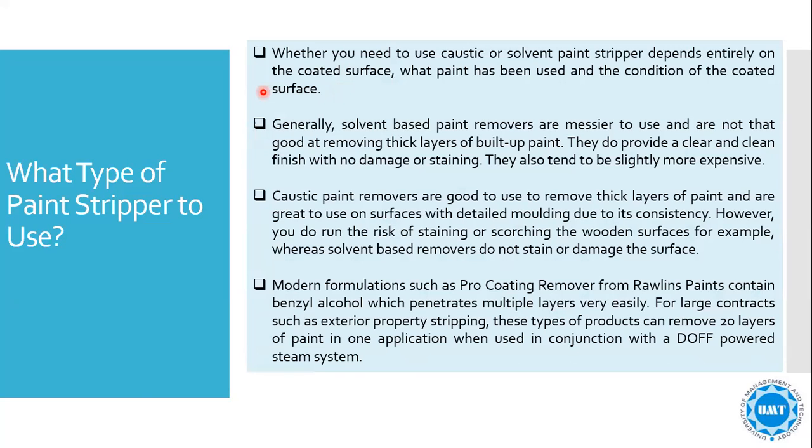Caustic paint removers are good for removing thick layers of paint and are great on surfaces with detailed molding due to their consistency. Modern formulations, such as pro-coating remover from Roll-in paints, contain benzyl alcohol, which penetrates multiple layers very easily.